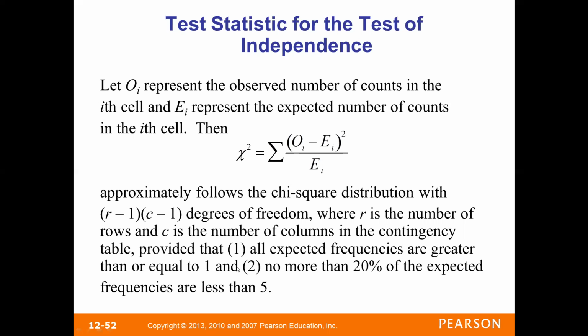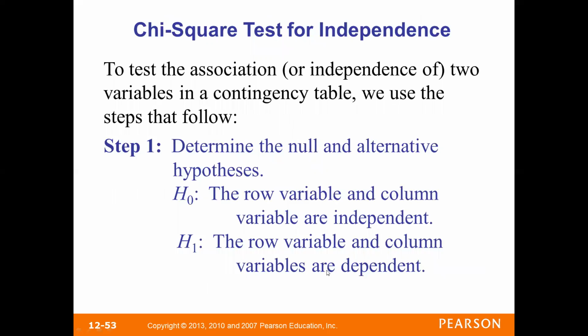Again, all expected frequencies should be bigger than or equal to 1, and we want no more than 20% of the expected frequencies to be less than 5. Just as what we did in the chi-square test for goodness of fit, we're going to take that chi-squared test statistic we had and compare it to some table value or determine a p-value based off of the row.